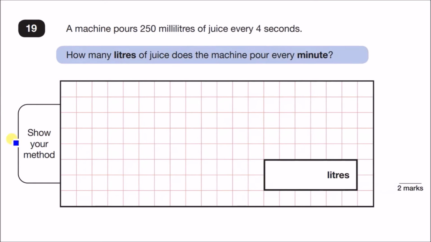Simple as that. So a machine pours 250 milliliters of juice every 4 seconds. That's quick. Just to let you know, guys. That is super quick. How many liters of juice does the machine pour every minute?